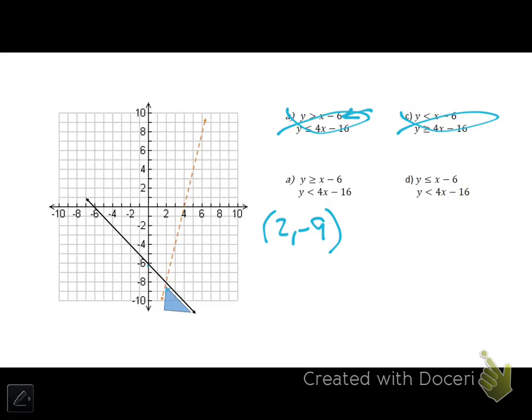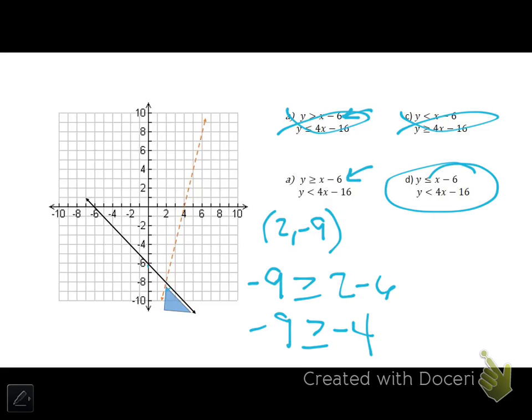Okay, so let's put it into this first equation here. Negative 9 is greater than or equal to 2 minus 6. 2 minus 6 is negative 4. Negative 9 is not greater than negative 4 because it is farther left in the negatives. So this is going to be my answer.